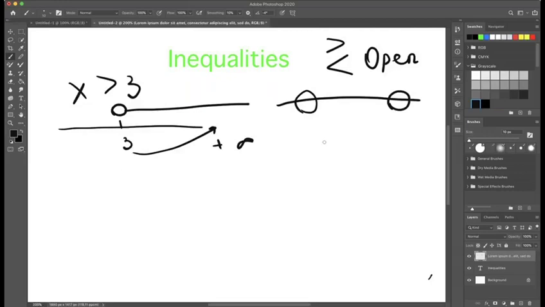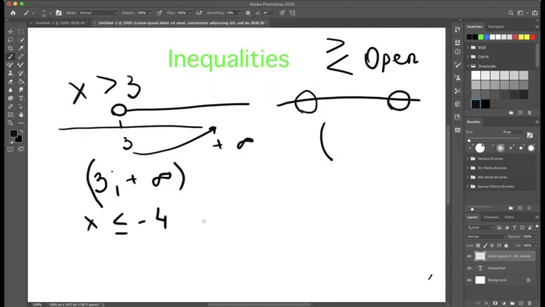How to write all this as an interval? When it's open, I am using just simple brackets. So x more than 3, as an interval, I will show it from 3, but not included, up to plus infinity. Next one, x less or equal than negative 4.